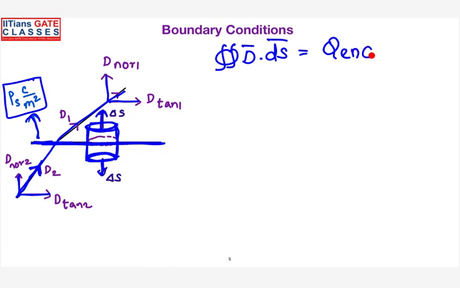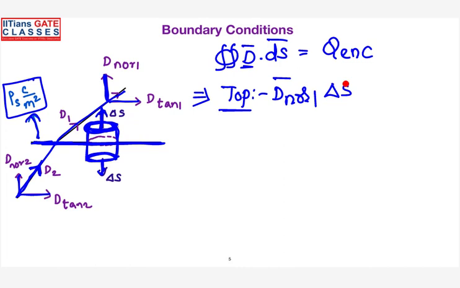Can you tell me what the flux leaving the surface is? The flux is leaving from the top plate. How much flux is leaving the top plate? When you go in the upward direction, this corresponds to D normal 1. So the flux is D normal 1 into the area delta S, the surface area. Similarly, what is the flux leaving in the bottom direction?